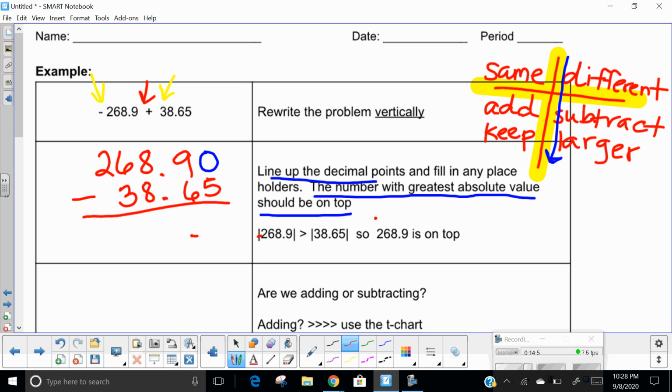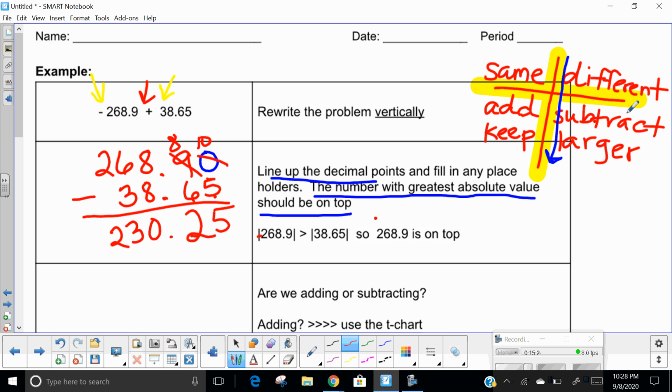0 minus 5. Can I do that? Nope. I can't take something away from nothing. So I have to go next door and I have to regroup. And then I have to make this 10. And now 10 minus 5 is 5. 8 minus 6 is 2. Bring my decimal point down. 8 minus 8 is 0. 6 minus 3 is 3. And then 2 minus nothing is 2.